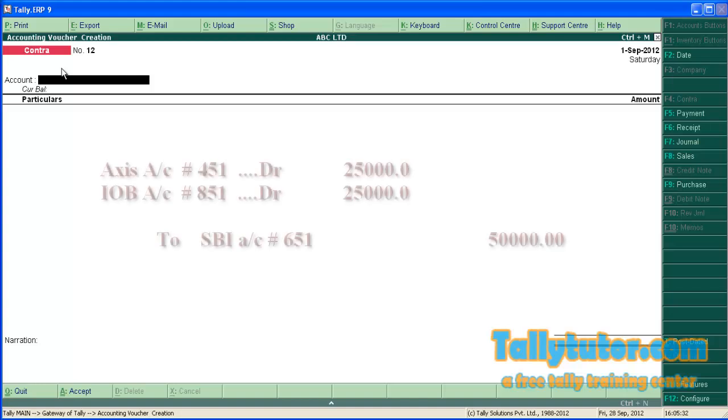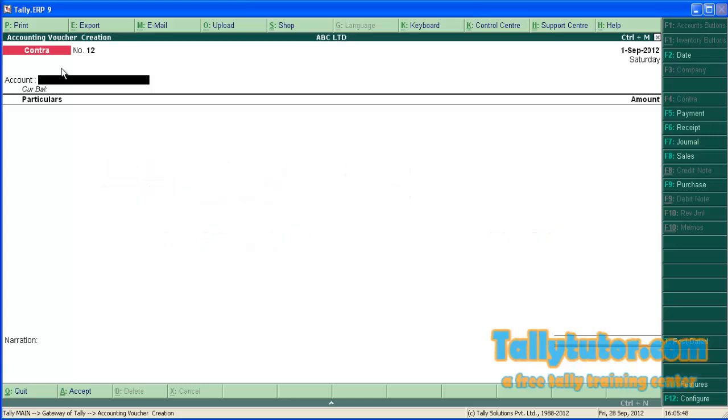The compound journal entry for the transaction is Axis Bank account debtor, IOB Bank account debtor to SBI Bank account. That is because the balance of Axis Bank and IOB Bank increases by rupees 25,000 each and the balance of SBI account decreases by 50,000 rupees.